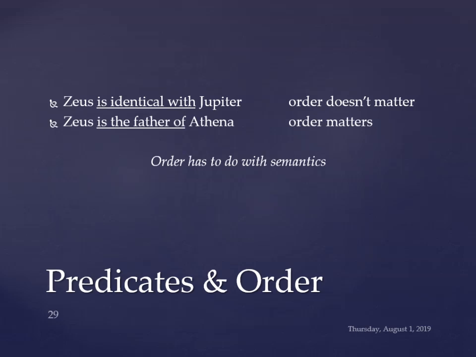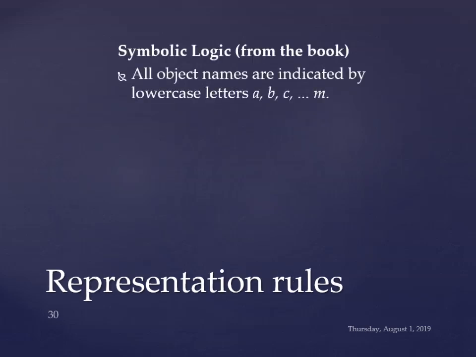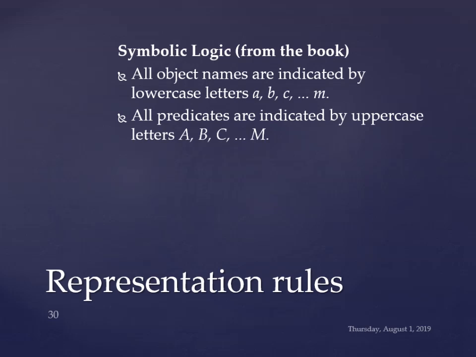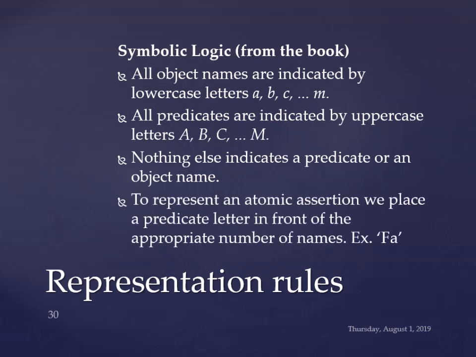So what we're going to do in this class is make sense of the distinction between objects and predicates. All the objects that we can name are going to be indicated by lowercase letters a, b, c through m. That's just the way the convention works in this book. I'm not entirely sure why we only get limited to m, but that's the way the rules are, and so that's what we're going to go with. All predicates are indicated by uppercase letters A, B, C through M, and then nothing else indicates a predicate or an object name.